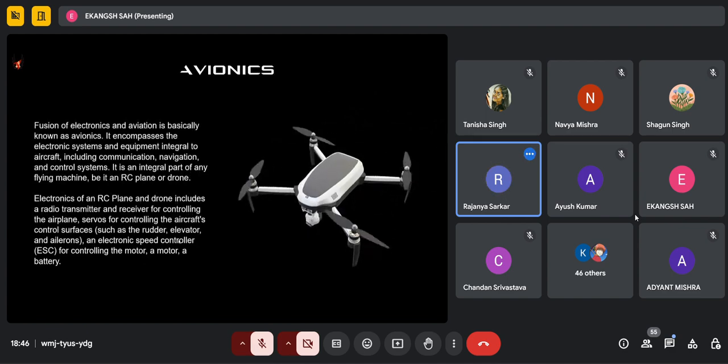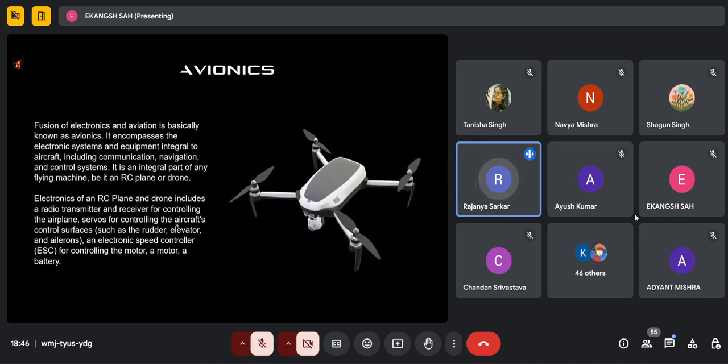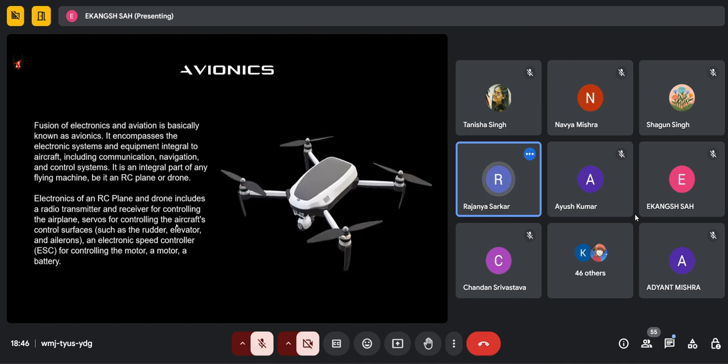Next, we had the avionics part. Ayush, you may give an overview of that.